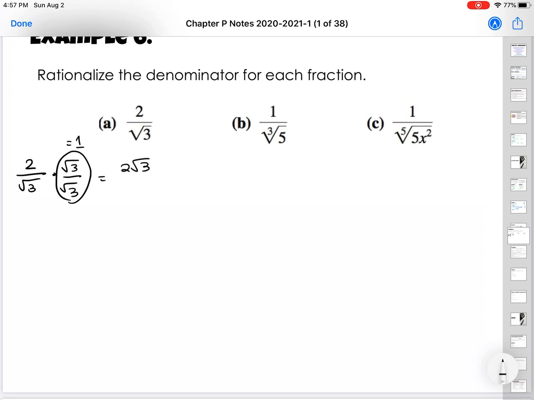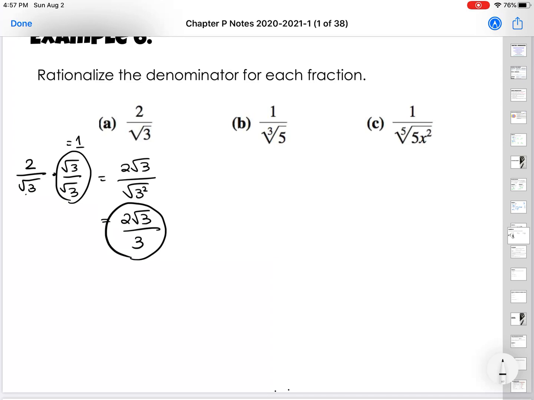So 2 times root 3 is just 2 root 3, and the square root of 3 times the square root of 3 is the square root of 3 squared, right? Remember, we multiply the 3 times 3 underneath. So that will cancel out in the denominator, and I'll get the 2 root 3 on top over 3, because the radical and the 2 cancel.